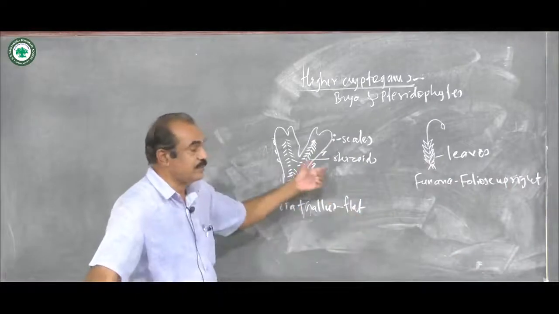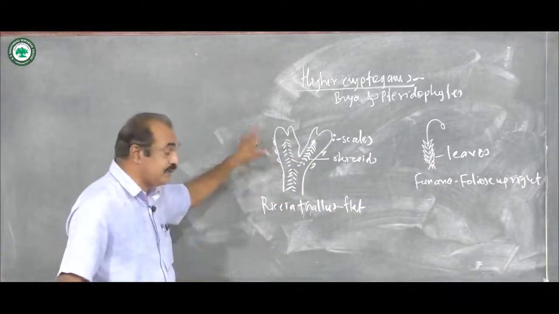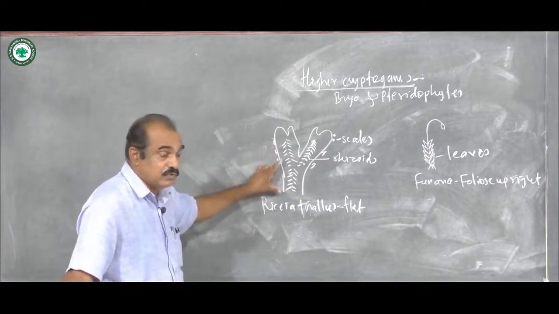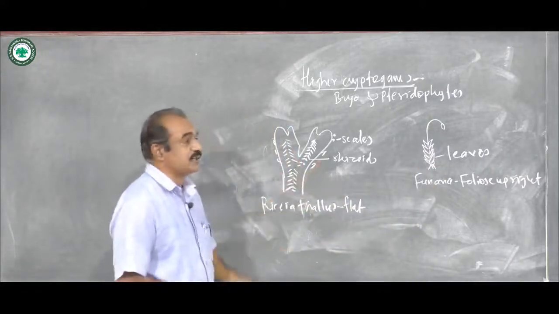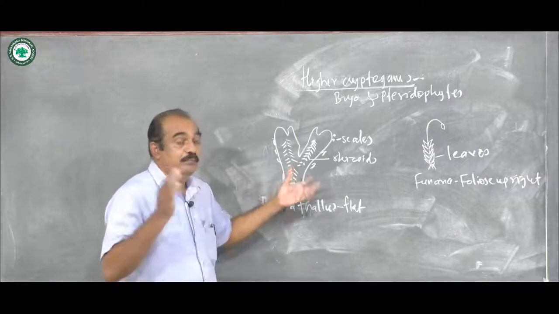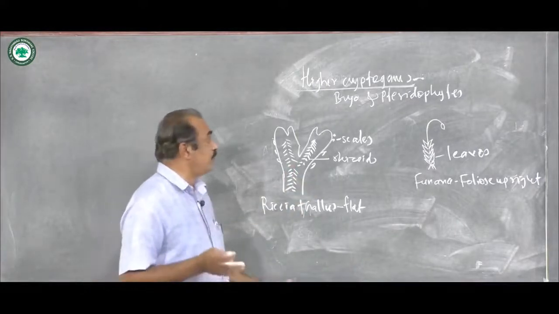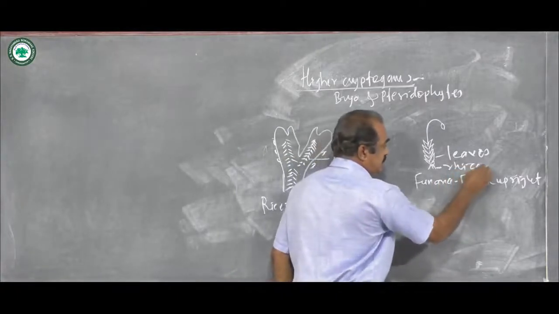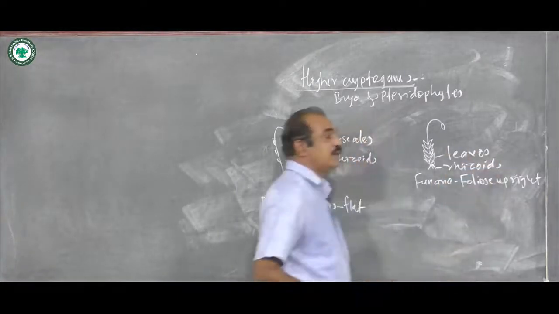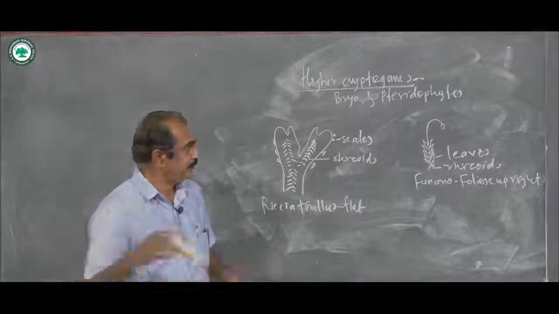That means these are the two different types of structure in which one, that is in the Riccia, there are no leaves. But here in this Funaria, there are leaves. But in both of the structures, in both of the examples, roots are completely absent. But instead of roots, rhizoids get developed. So here these are the rhizoids. They perform the function of absorption, etc.